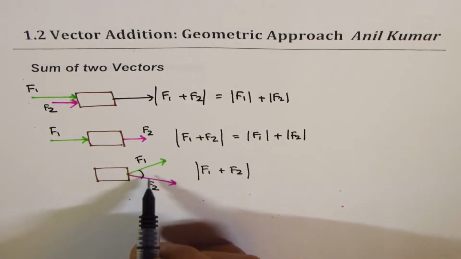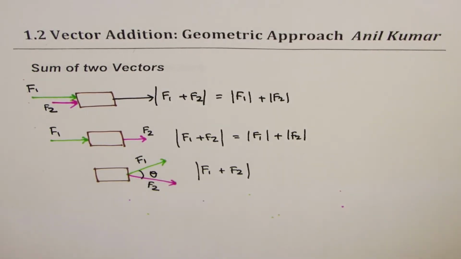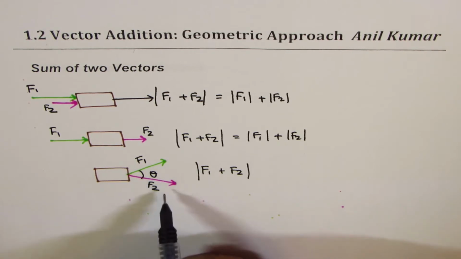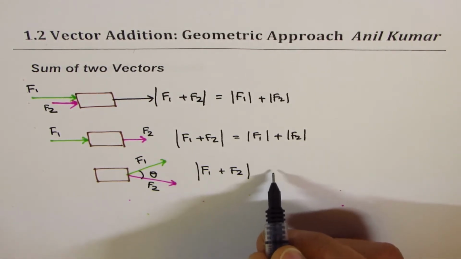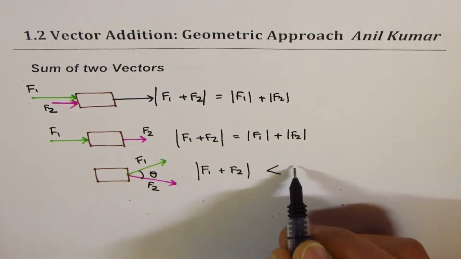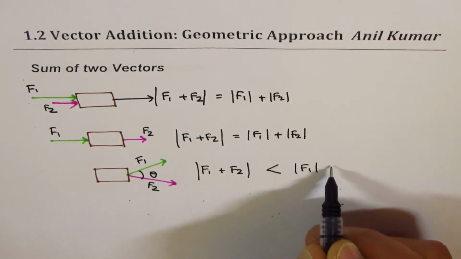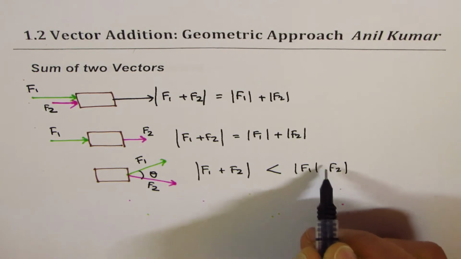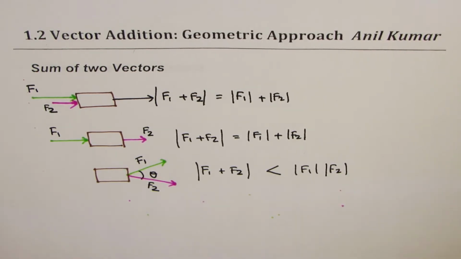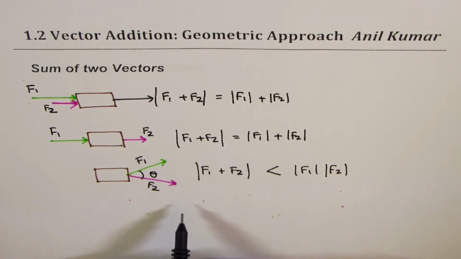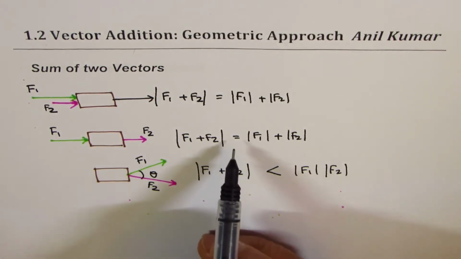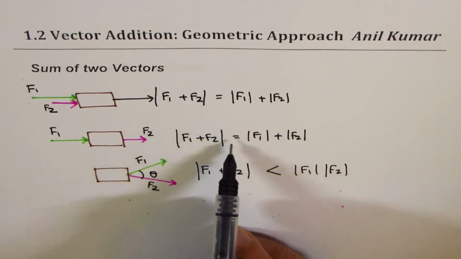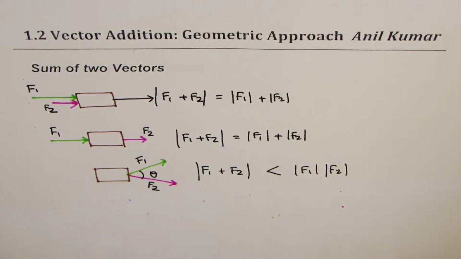But when they are being applied at an angle theta, in that case, the magnitude of the sum of these two forces is less than the sum of individual forces, right? So that is normally the case. If they are in the same direction, then they become equal. That's kind of important to understand, right?